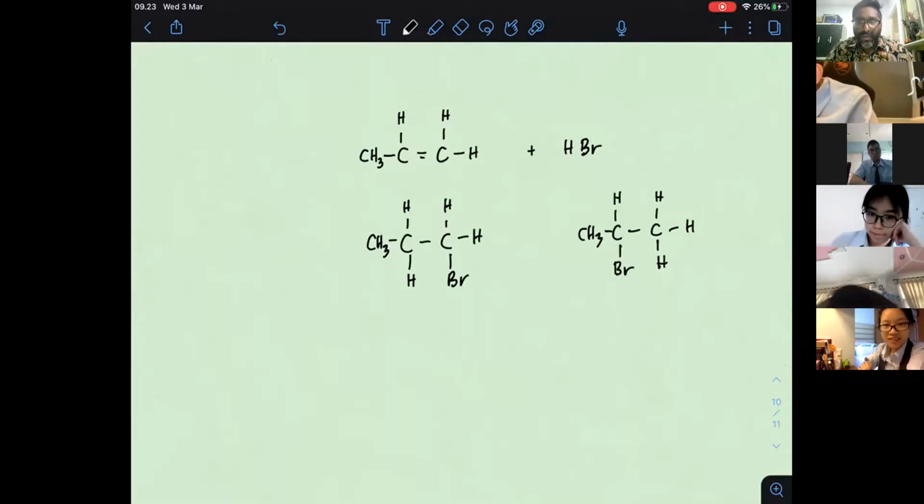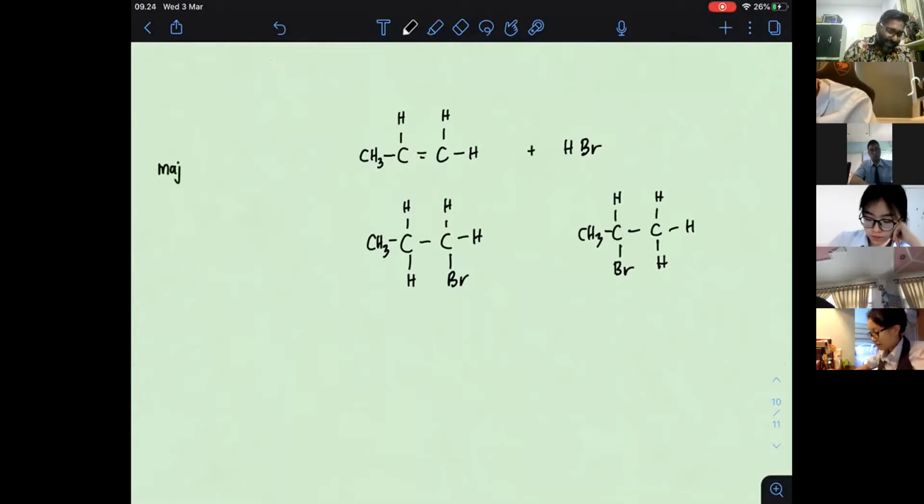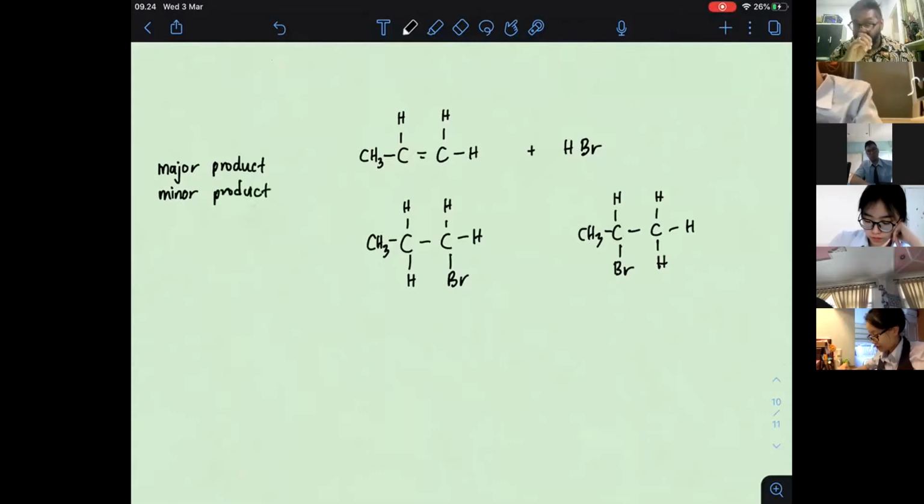Now, my question is, which one will be formed? Which one do we select? Even though a mixture of products will be formed, there is one concept we call the major product and minor product. It means that even though it's a mixture, there will be one product that will be more compared to the others. And how do we predict that? To answer that, you need to go into this carbocation concept.